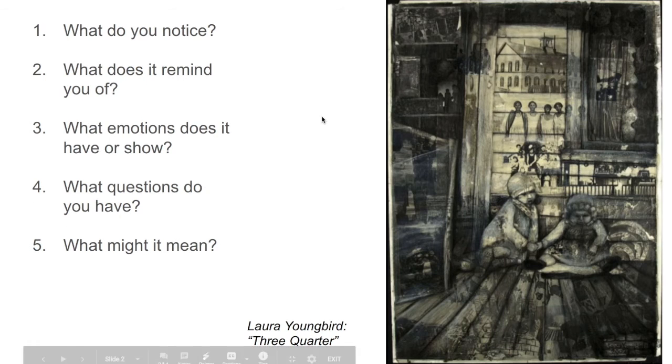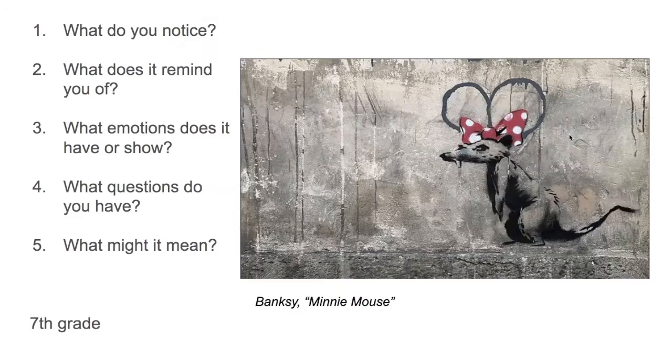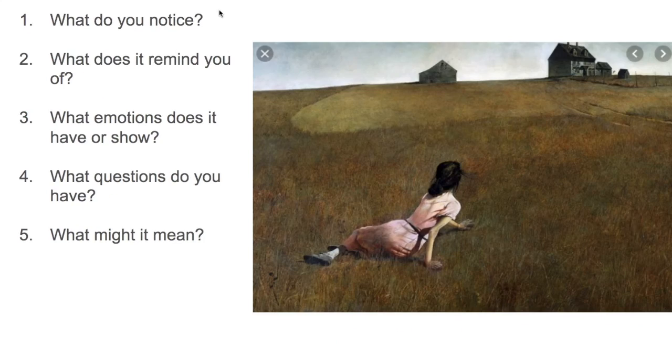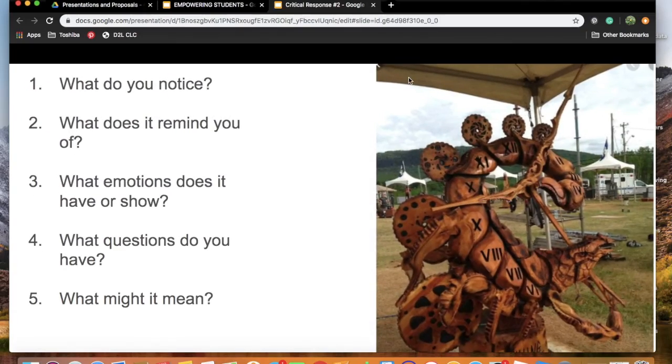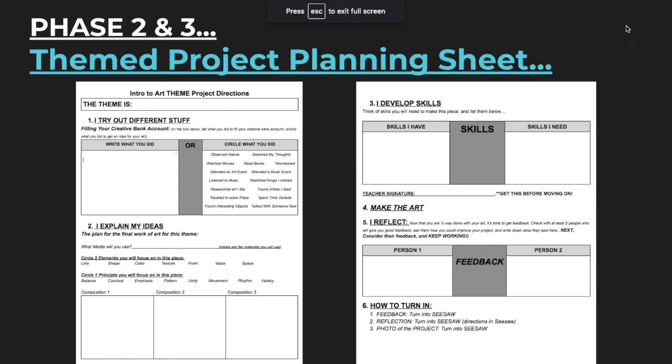So students look at different works of art. And at first we go through this together so that they know how to do it. And I think doing the critical response protocol really helps students to look more closely at art. And when they look more closely at art and think about, why did the artist make this? What could it mean? Then it helps them to know what kind of art they want to make and what kind of things they want to say. So I think this critical response protocol is a really important part of helping students find their own voice, because they're looking at other artists and what they had to say.